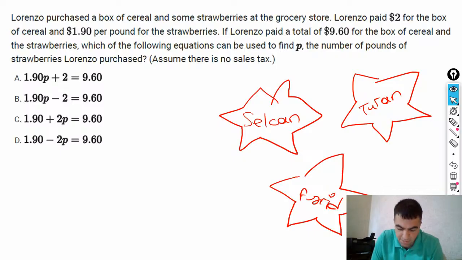Ferit says it is B. Turan says it is A. Ferit changed his decision. Ferit says it is C.